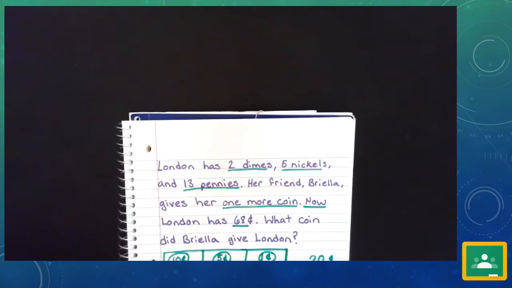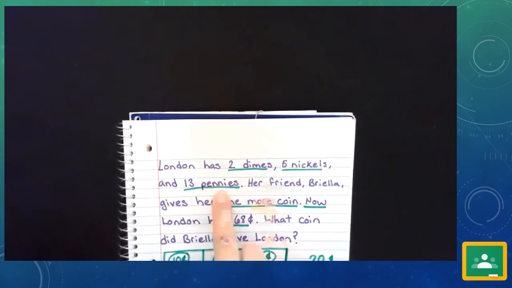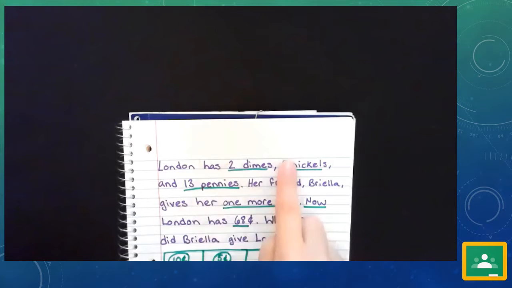So the information that I have about London's total value, what she had before Briella gave her the coin, is given to me in a coin list. So in order to figure out what London really has in cent form, then I need to figure this out.